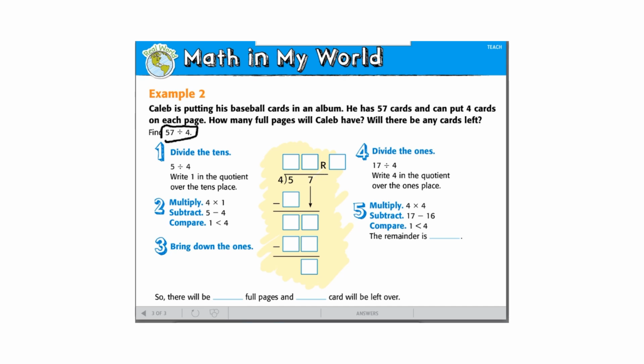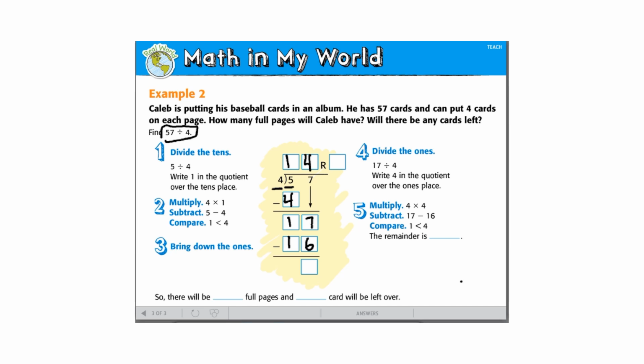So 4 goes into 5. That's our first step. 1 time, so I put the 1 above that. Then I multiply 1 times 4, and I get 4. Step number 3 is to subtract, and I get 1. Bring down the 7. The answer is 14. Now 4 goes into 17 4 times. Multiply 4 times 4 and I get 16.